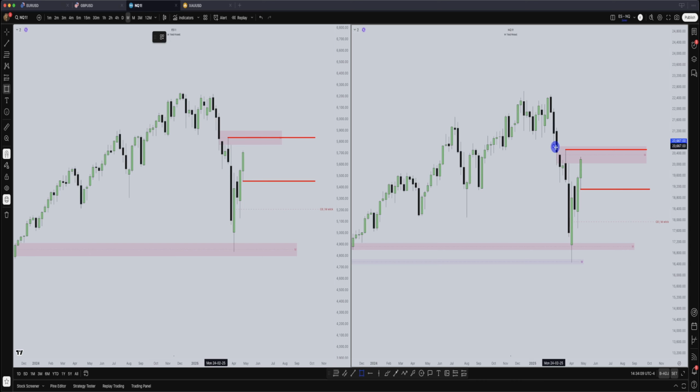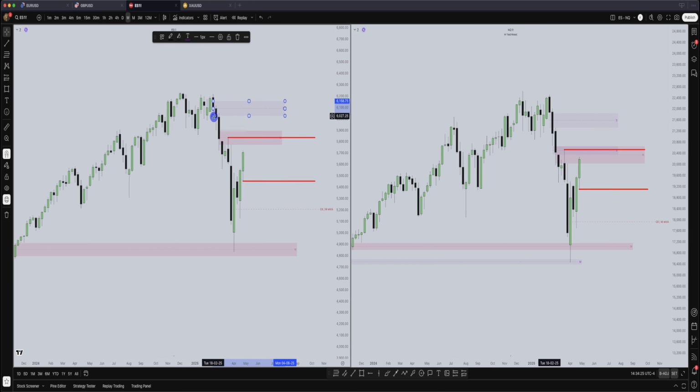Obviously, we have this weekly fair value gap, and we have one more here. Keep in mind these two fair value gaps. These are in balance. Price tends to visit these areas. And also here we have this weekly fair value gap.